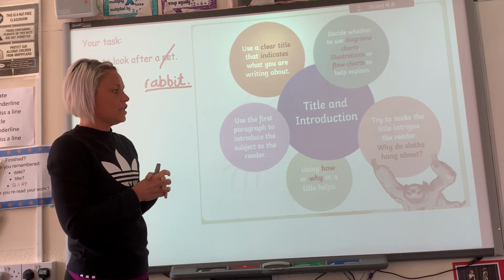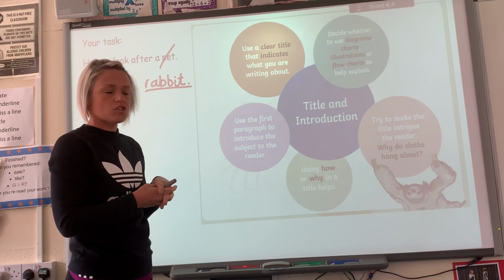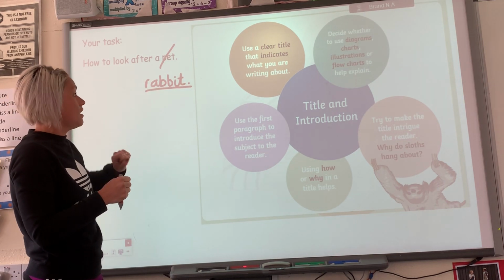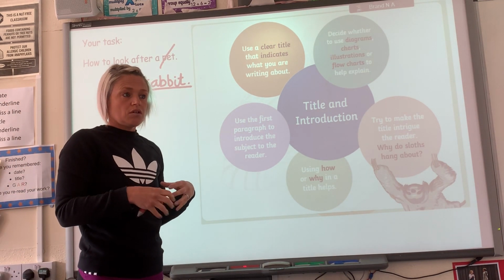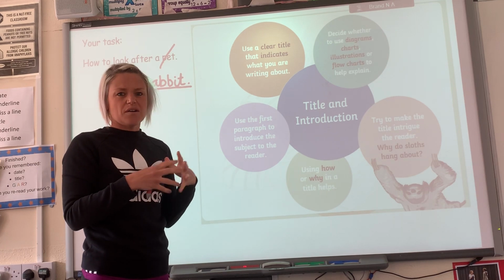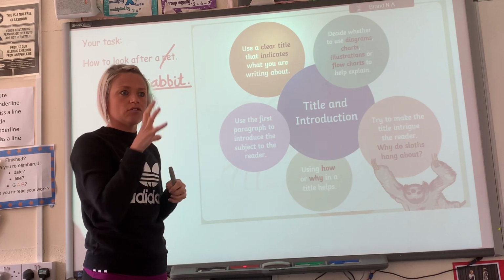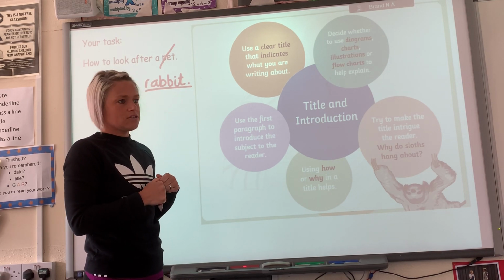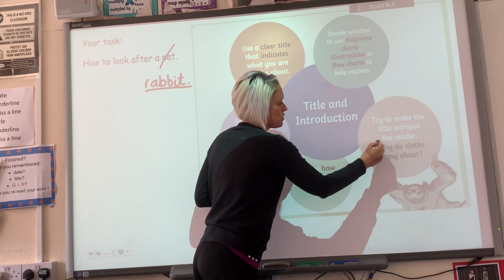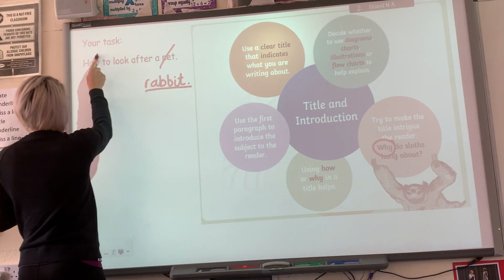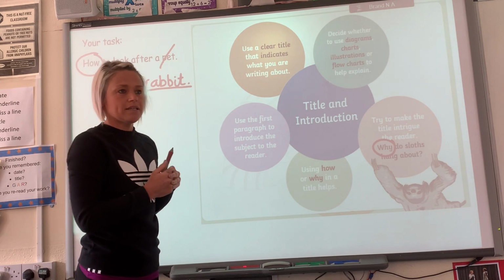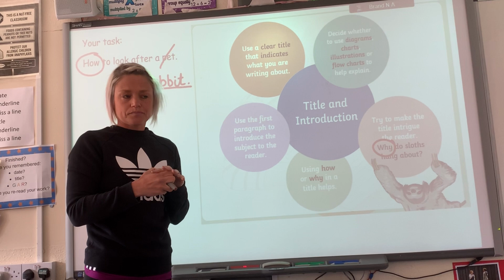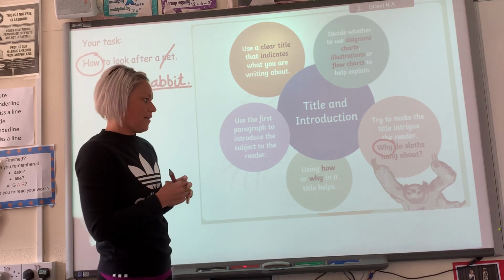Try to make the title intrigue the reader. For example, why do sloths hang about? So if you're struggling, you can just go with how to look after a rabbit or whatever pet you choose. Okay, but try and challenge yourself to make something a bit more interesting as your title, to grab that reader's attention. Using how or why in a title helps. So here we go, why do sloths hang about? Or here we've got how to look after your rabbit. You might say how best to give the rabbit a great life, something like that.